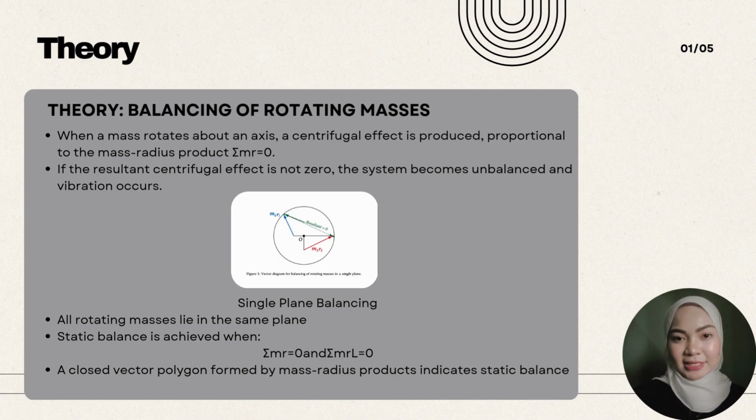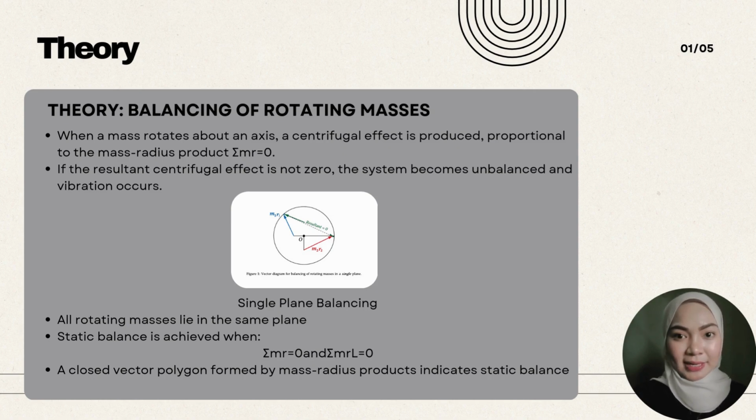My matrix number is CD240022 and today I will explain the theory of balancing of rotating masses. So when a mass rotates about an axis, a centrifugal effect is produced. The magnitude of this effect is proportional to the product of the mass and its radius of rotation, which is represented by mr. If the resultant centrifugal effect is not zero, the rotating system becomes unbalanced and vibration occurs.